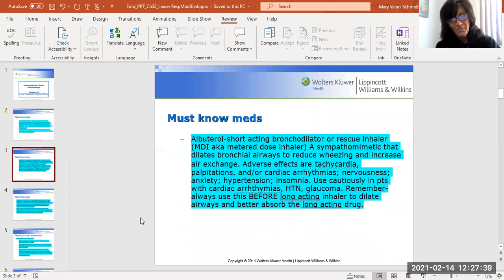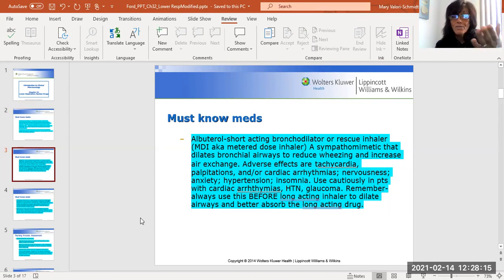Next is albuterol. And albuterol is kind of the queen mother, if you will, of the MDIs, metered dose inhalers, or some people call them puffers. It's a short-acting bronchodilator. They call it a rescue inhaler. In other words, if a patient is having an acute asthma attack, wheezing, having a hard time breathing, albuterol is the drug that you use, right? So it's a sympathomimetic. Immediately, as soon as they take a puff, it dilates their airways and reduces the wheezing and increases the exchange of air, so it relieves their symptoms.